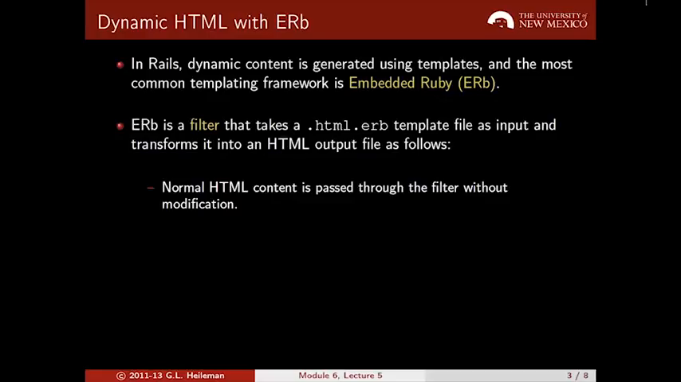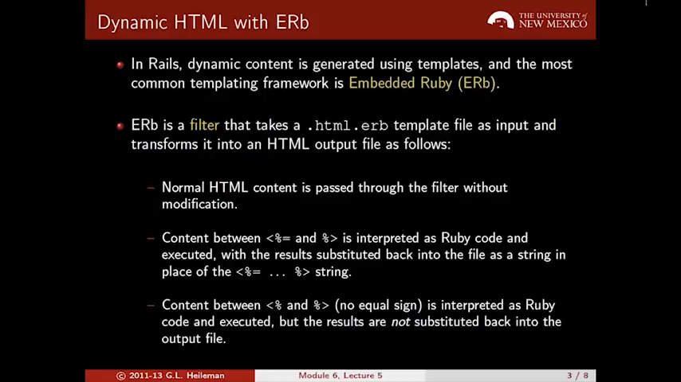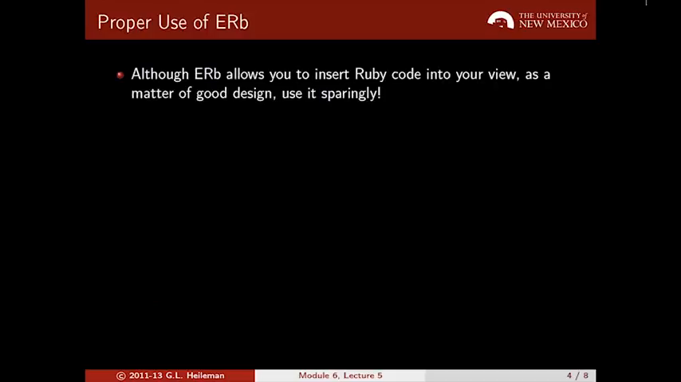Normal HTML content is just passed through without being changed. Any content between the angle bracket and a % equal sign is interpreted as Ruby code, it's executed, and then whatever value is returned is actually substituted into the HTML. If this equal sign is left off, the code is executed, but nothing is inserted into the HTML. So this is how ERB works.